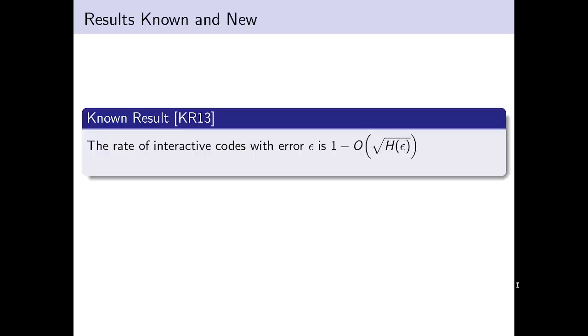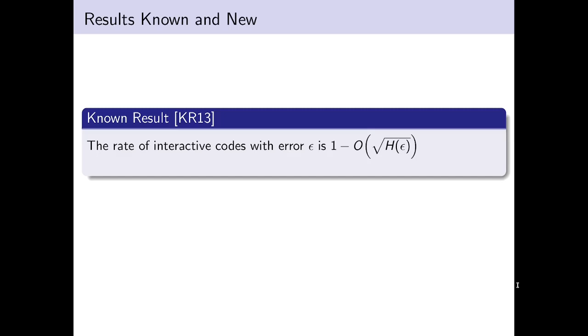Well, in 2013, Kol and Raz published a paper which seemingly answered this question. They showed that the rate of interactive codes, when you have error probability epsilon in any given message, is 1 minus big O of the square root of the entropy of epsilon. And this is a very promising result. First of all, as the error probability goes to 0, the rate approaches 1, which is very desirable. You have fewer and fewer wasted bits. Second, they actually proved a matching upper bound, showing that this was in fact optimal. So, this seemed to be a very good result, but there is a catch.